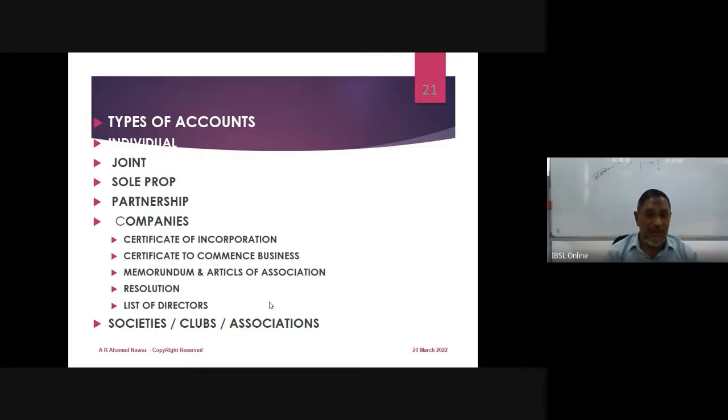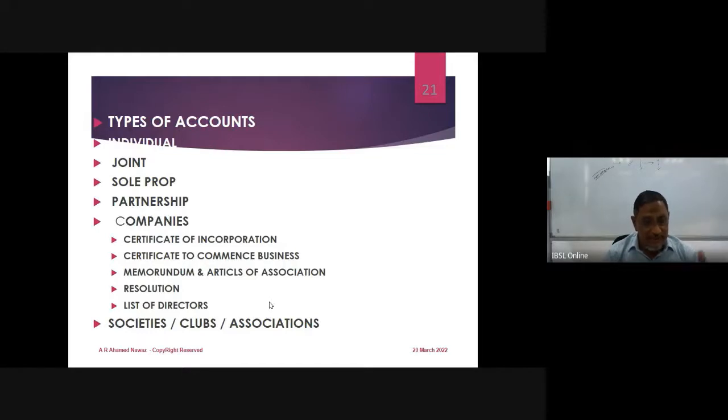Not legal authorities: clubs and societies. The documents you need are the constitution of the society, club or association, duly certified by the secretary and the president, the resolution passed at the general meeting to open the account, and the resolution of the general meeting where the office bearers were appointed. In addition, all the other requirements are KYC forms and national ID card copies of the office bearers. Okay, these are the requirements.